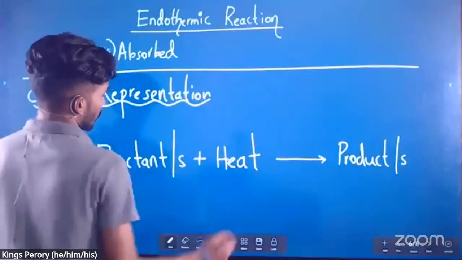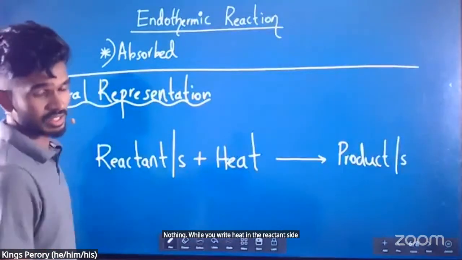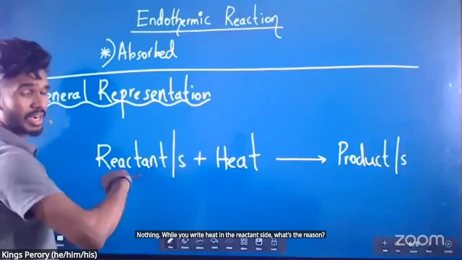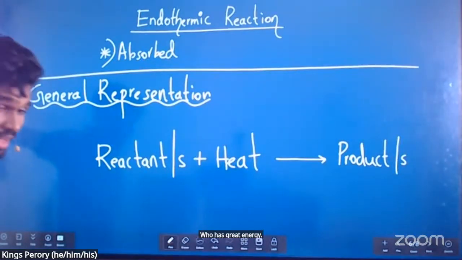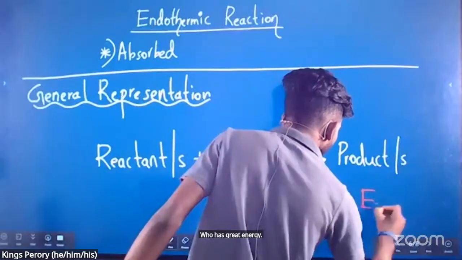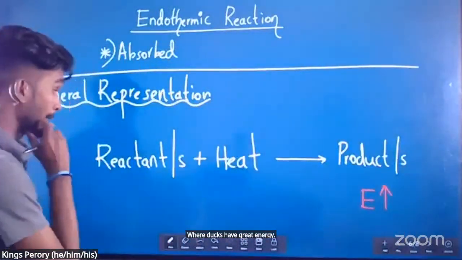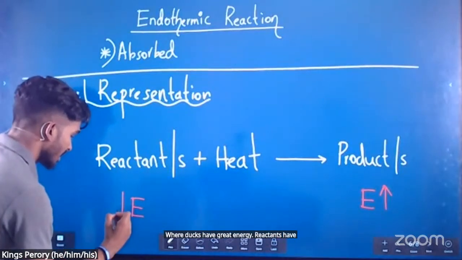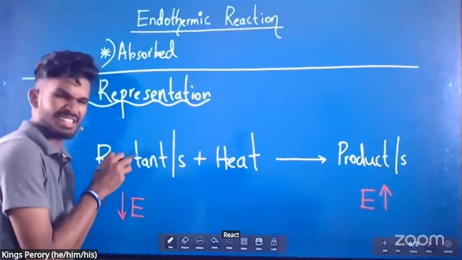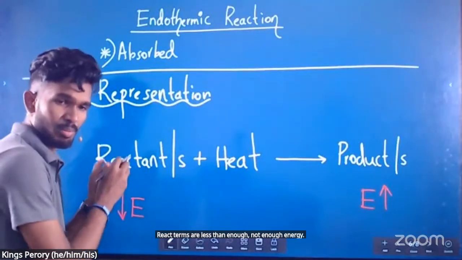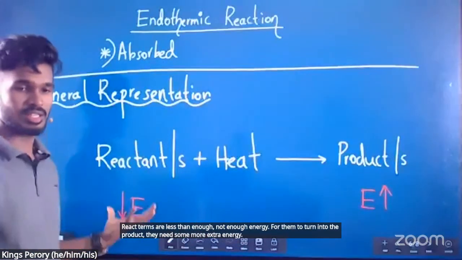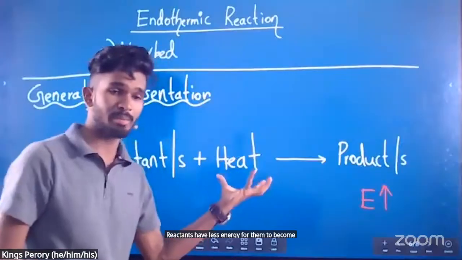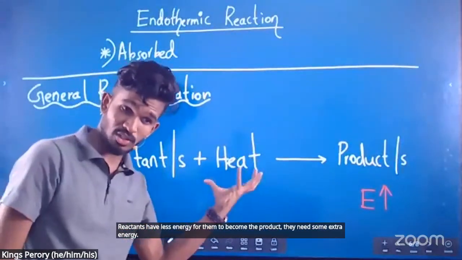Now think, tell me, why do you write heat in the reactant side? What's the reason? Who has greater energy, reactants or the product? Products have greater energy. Reactants have lesser energy, not enough energy. For them to turn into the product, they need some more extra energy. That extra energy is the heat energy.